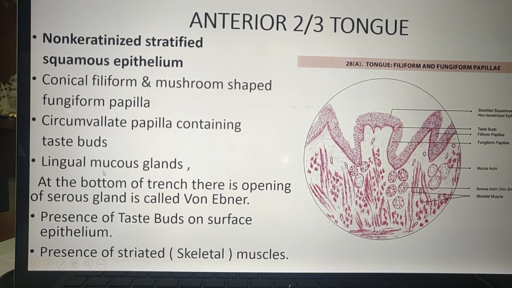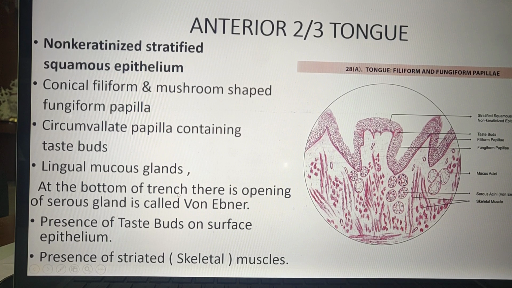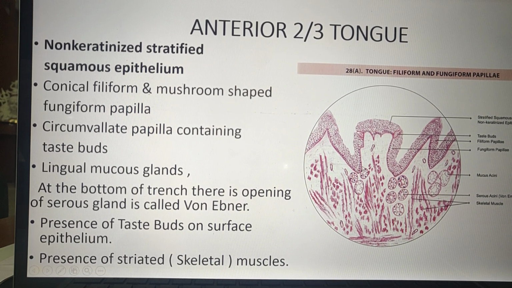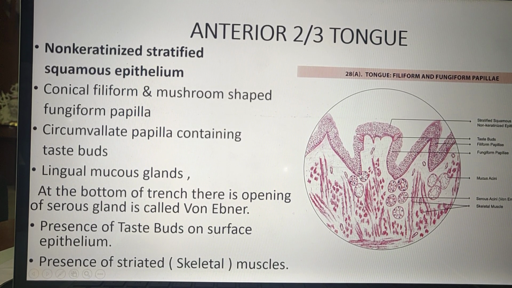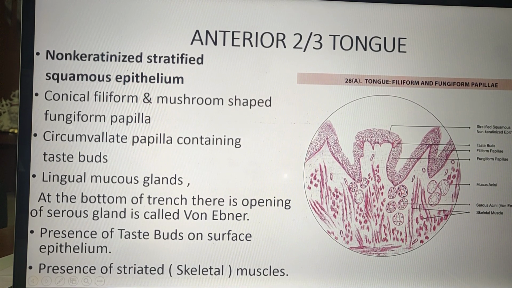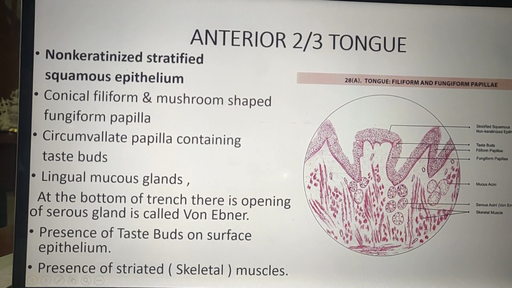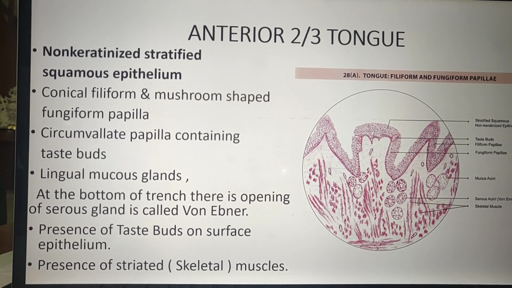Presence of lingual mucosal glands. At the bottom of the trench there is the opening of a serous gland, called the von Ebner gland. This serous gland, which opens at the base, is called the von Ebner gland. The presence of taste buds on the surface epithelium is the main identification of the slide of the tongue. Also there is the presence of striated or skeletal muscles.